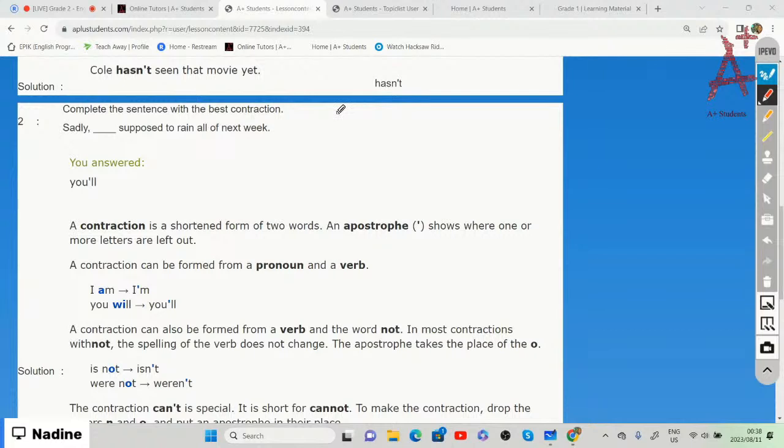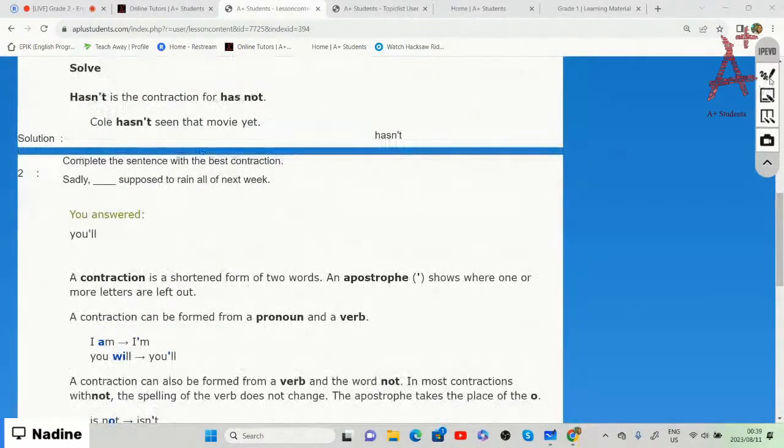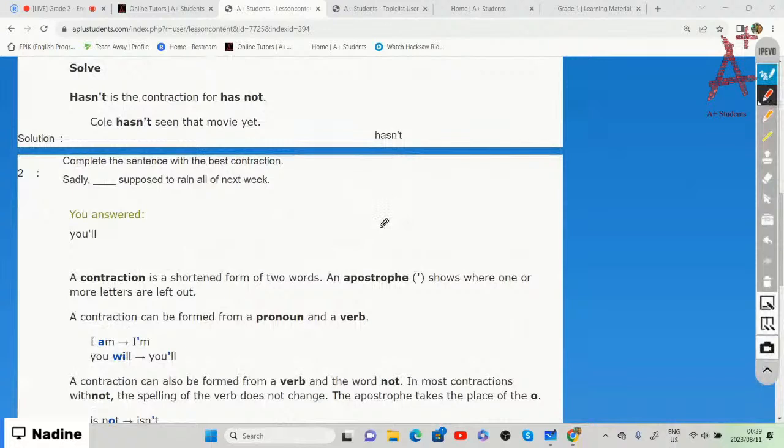All right, we're going to complete the sentence with a base contraction. Sadly, right? So sadly, we need to choose between these two words. It is, right? So sadly, it is supposed to rain all of next week, right?